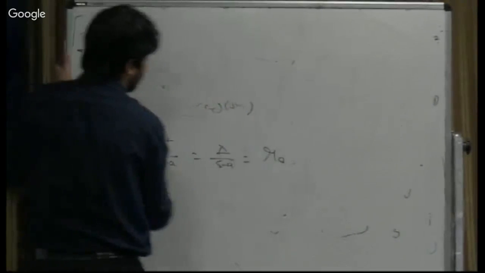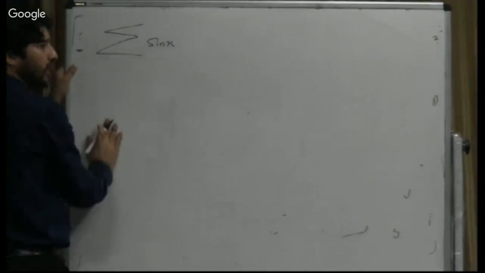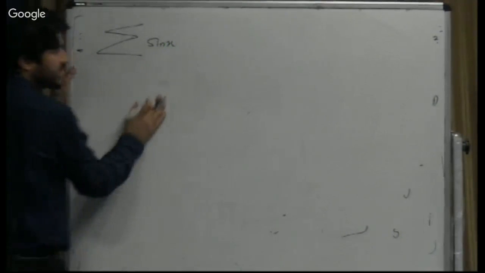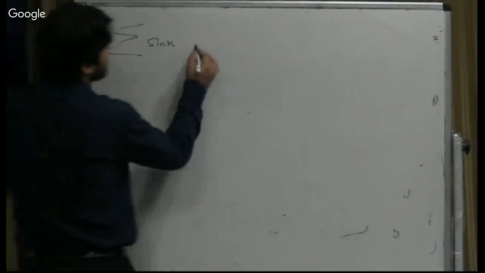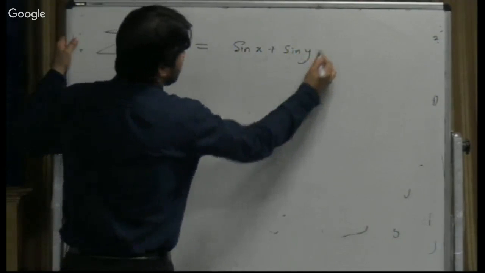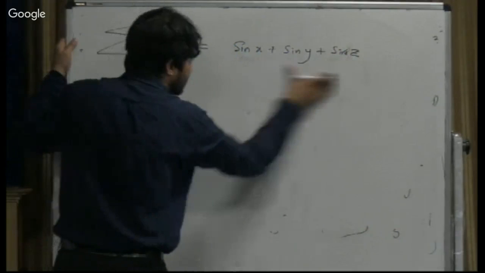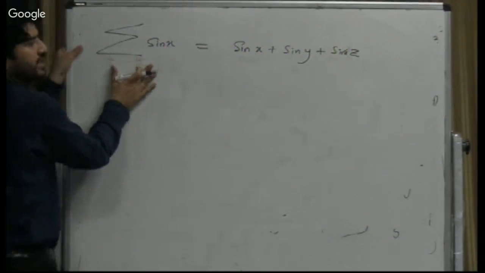See, when I talk about summation or multiplication, that's sigma. See, when I say sigma sine x or cos x or tan x, it means since it is a cyclic, triangles के तीनों angles cyclic हैं, so sigma sine x can be written as sine x plus sine y plus sine z. That is it, nothing more than this. So instead of writing these three terms, I just wrote it sigma sine x.